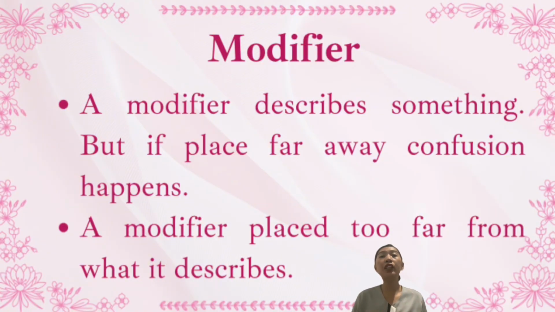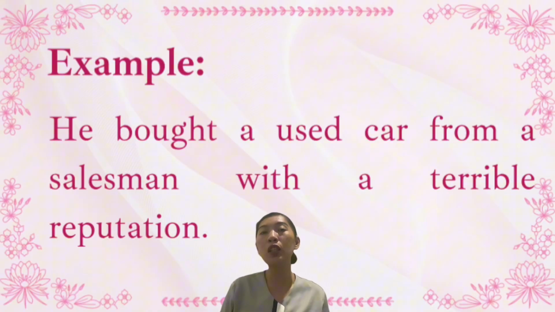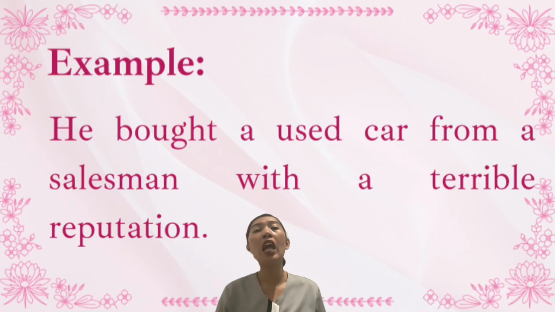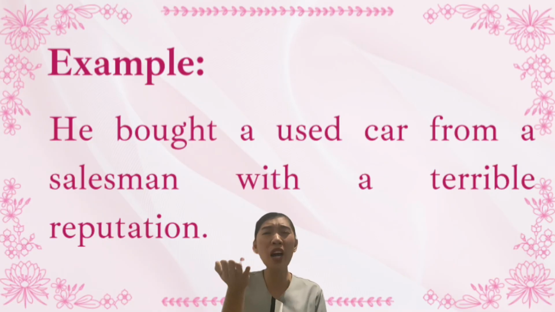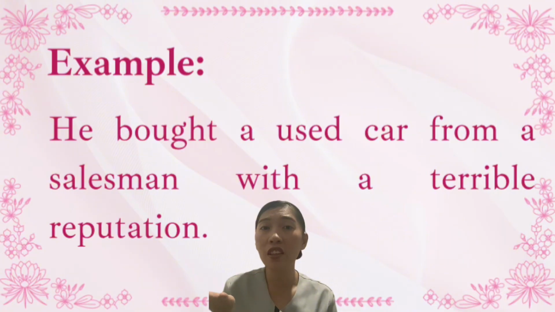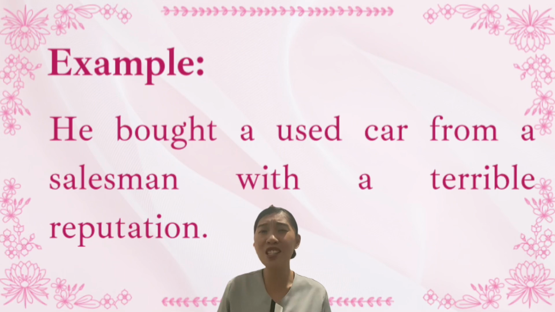A modifier describes something, but if placed far away, confusion happens. So a modifier is placed too far from what it describes. So this is a funny example. He bought a used car from a salesman with a terrible reputation. Think about it. Who has a terrible reputation? A car or the salesman? Confusing sentence, right?